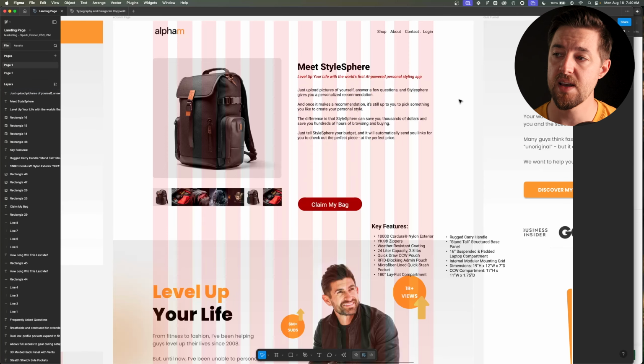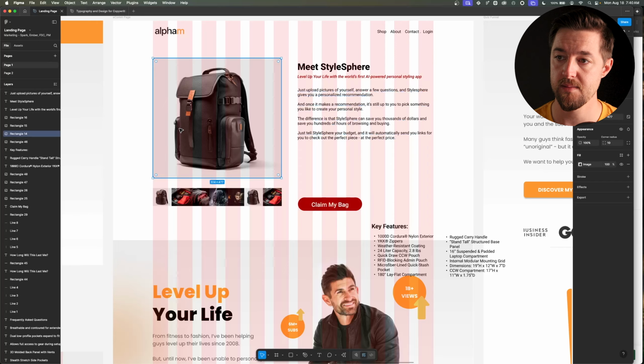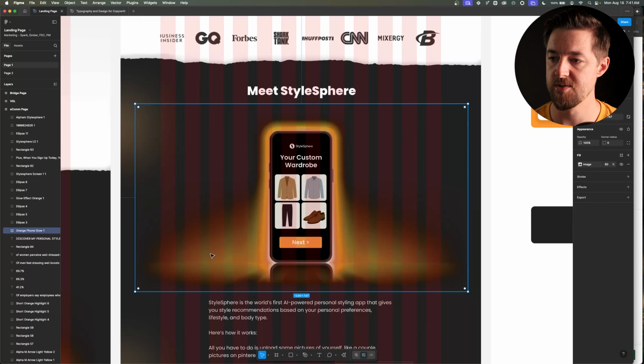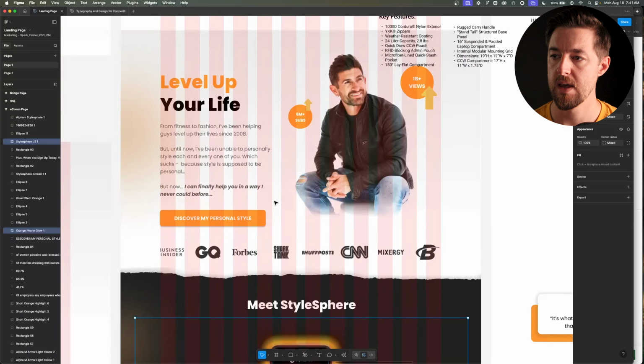And once it makes a recommendation, it's still up to you to pick something you like to create your personal style. The difference is that StyleSphere can save you thousands of dollars and save you hundreds of hours of browsing and buying. Just tell StyleSphere your budget, and it will automatically send you links for you to check out the perfect piece at the perfect price. All right, yeah, it's not bad. I would just like that real quick, if you don't mind.